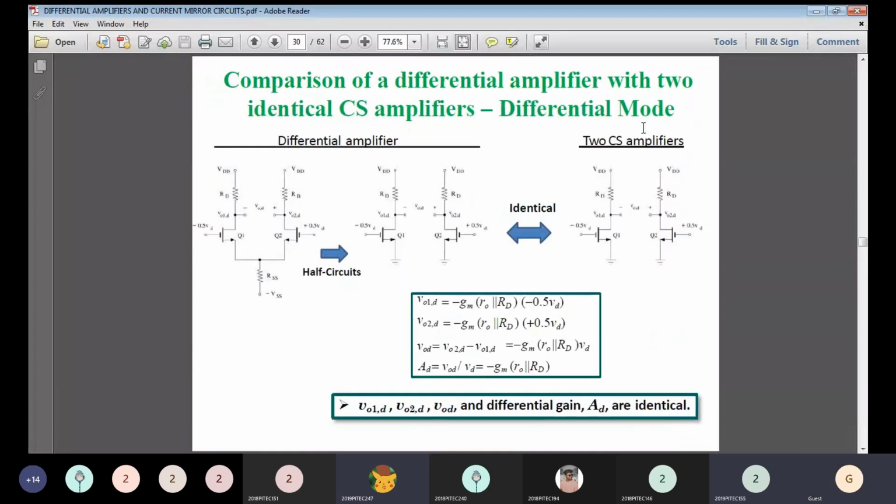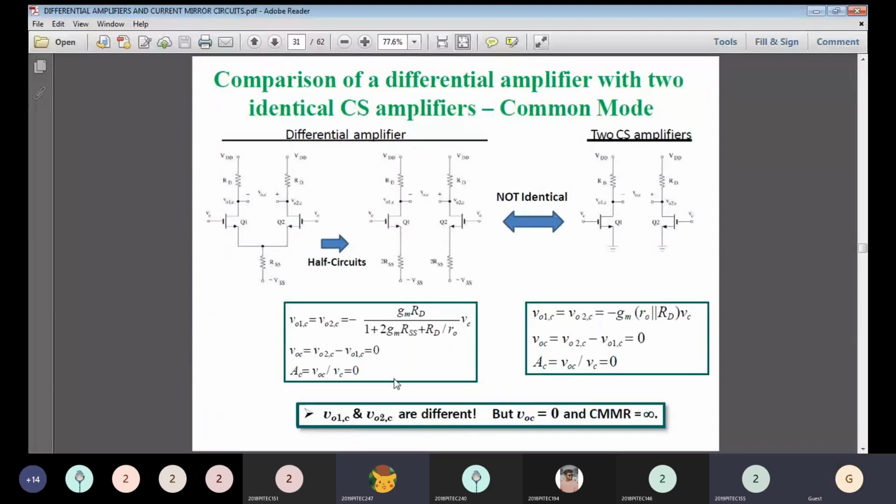In the differential mode, the voltages V01, V02 and V0D and the differential gain AD are identical in nature. In the case of common mode, the voltage V01 of transistor 1 and the voltage of transistor 2 are the same, so they are subtracted. Subtracted means the value will definitely be 0. So V0C is equal to 0. What happens to your CMRR? The CMRR value will be infinite.